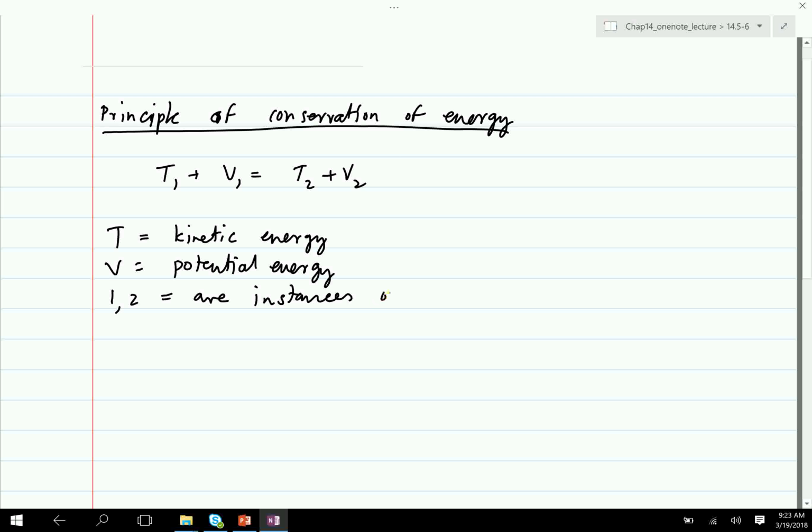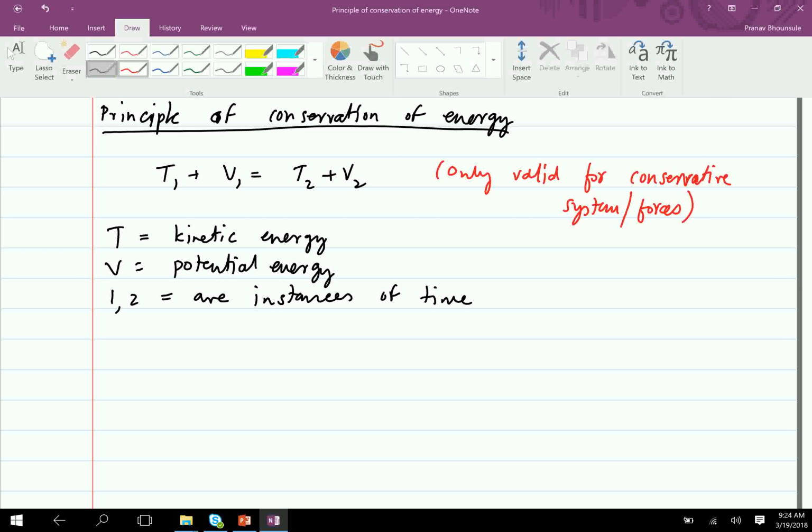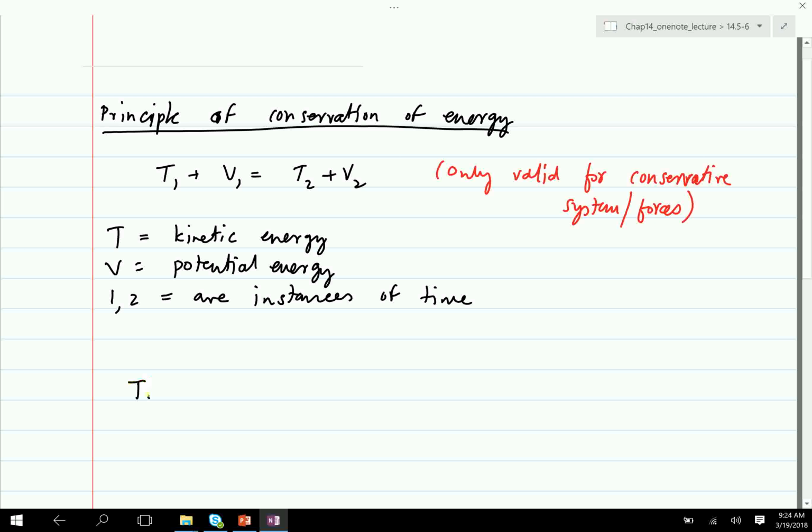So for example, at the first instant, maybe the spring is unstretched. And when you stretch it, it's the next instant. So you take the initial energy. The principle says that sum of the energies before and after are the same. Okay. Now this equation is only valid for a conservative system or conservative forces. The moment you see dissipation like friction, you should not use this principle. If you still want to use this principle, then you can modify it slightly.